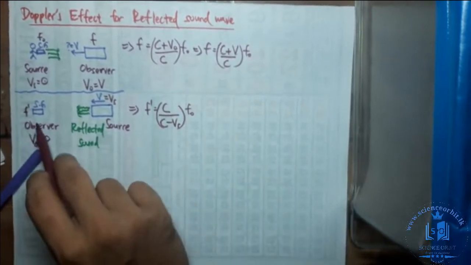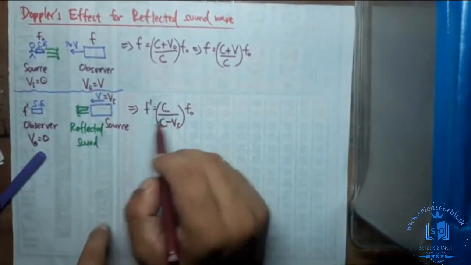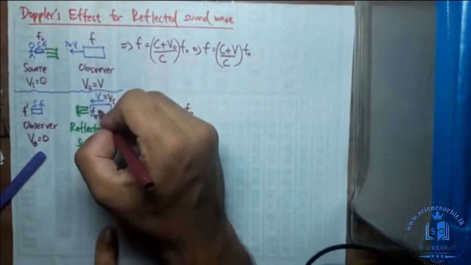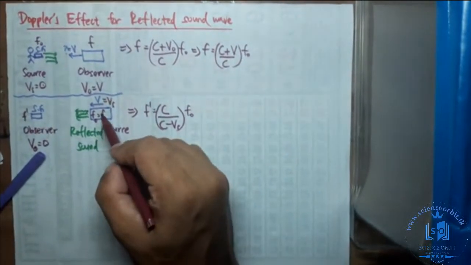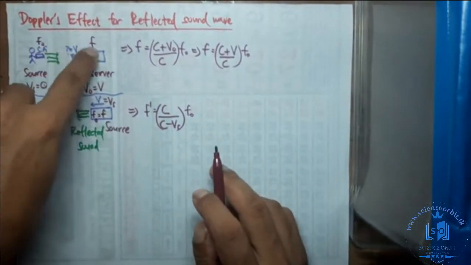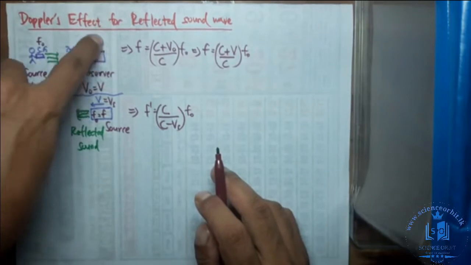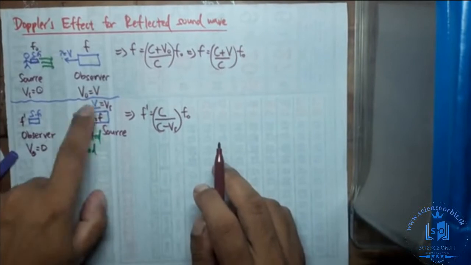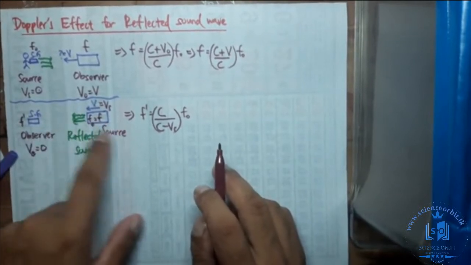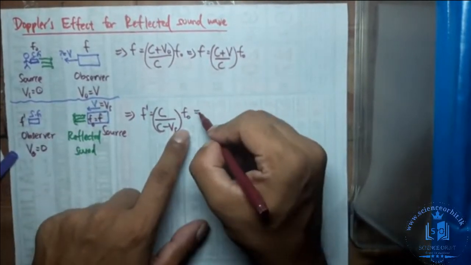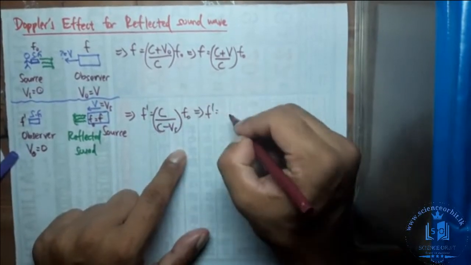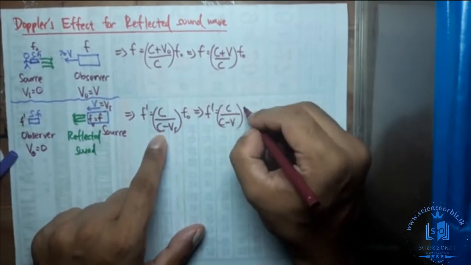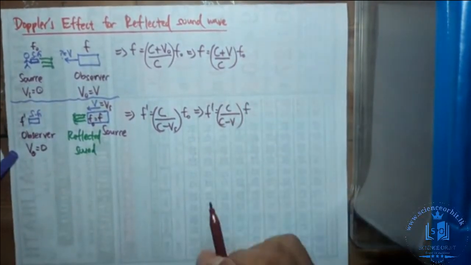The observer is at rest now, the source is moving towards the observer, and the frequency f naught is actually this f, because when these waves come towards the vehicle, it will receive the waves at a frequency f. That wave is only emitted from the vehicle again, so the frequency emitted from the vehicle will be f. So if you substitute those values, f dash is equal to C over C minus V into F. I hope you understood that.